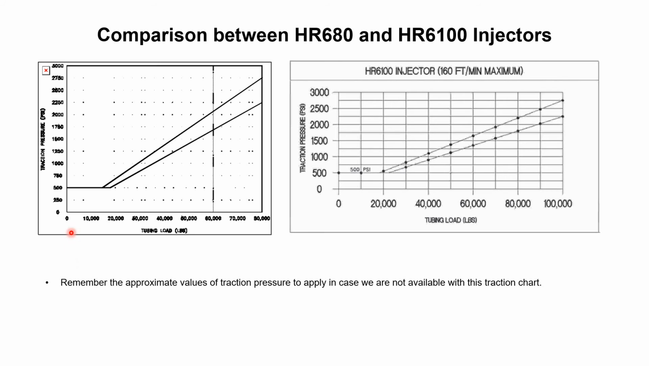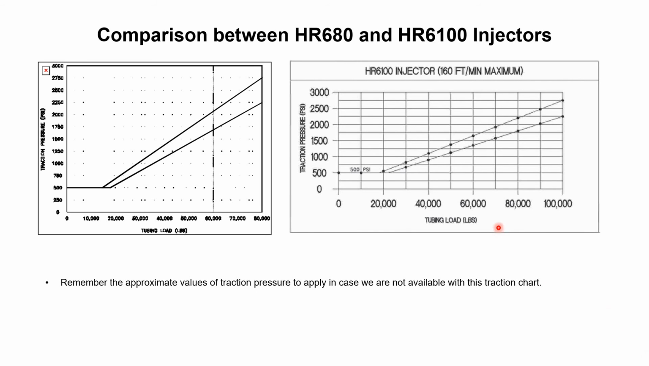Here we can see that the range of pressure is similar for both of the injectors, from 0 to 3000, and definitely the load capacity is different, because the 80K injector can pull up to 80,000 pounds. So its range is from 0 to 80,000, and for the 100K injector its range is from 0 to 100,000 pounds. It means in the case of the 100K injector, this 3000 will be enough to pull 100,000 pounds of load. For the 80K, this 3000 will be required to pull the 80,000 load. It means that when we increase the capacity of the injector head, then for the same value of load, we'll need lesser traction pressure.